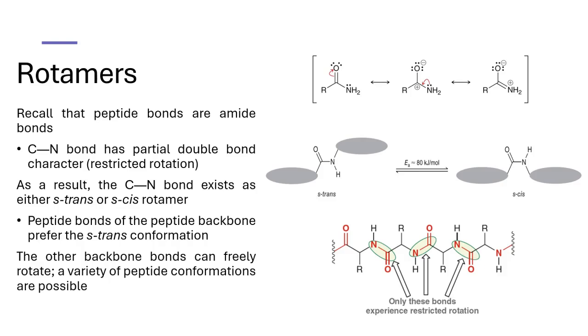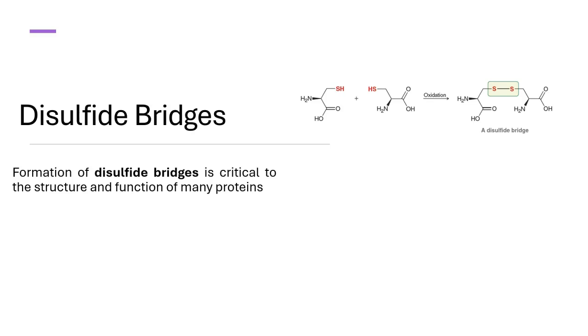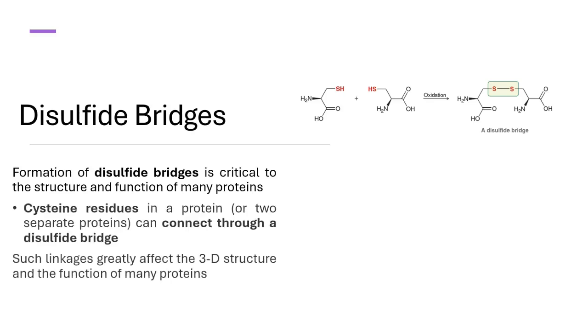Disulfide bridges. Formation of a disulfide bridge is critical to the structure and function of many proteins. Cysteine residues in a protein or two separate proteins can connect through a disulfide bridge, or an S-S bond. Such linkages greatly affect the 3D structure and function of many proteins. Here is an example of a disulfide bridge within a chain, or two different chains attached via a disulfide bond.